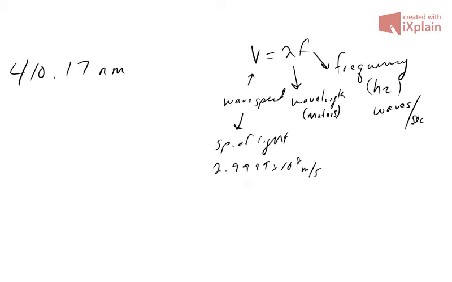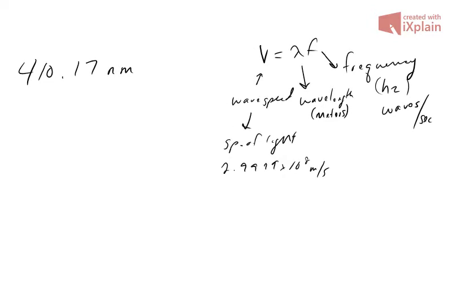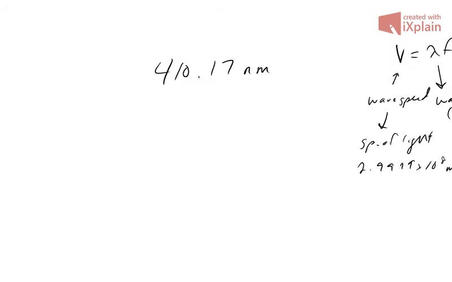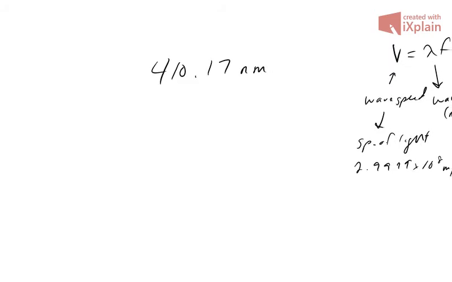Now, one of the first things that we have to do is take this wavelength number over here and get it into meters because it's in nanometers. So in order to do that, what you have to do is, nano actually means 10 to the minus 9. Okay, so 10 to the minus 9.